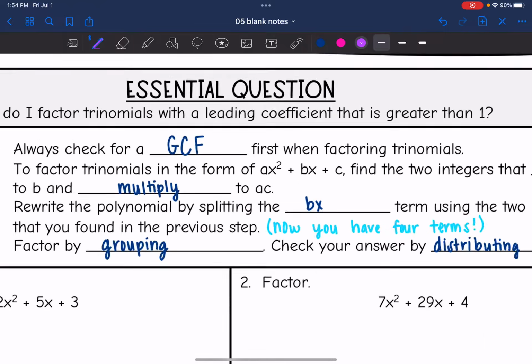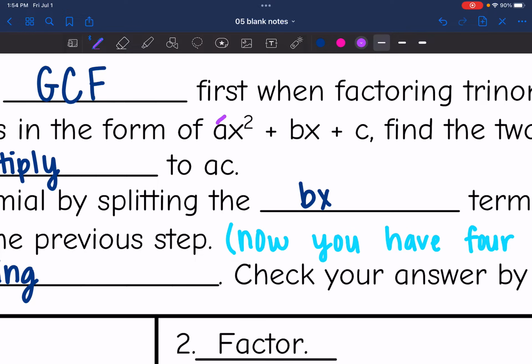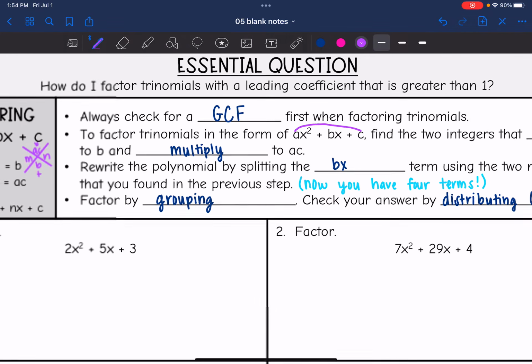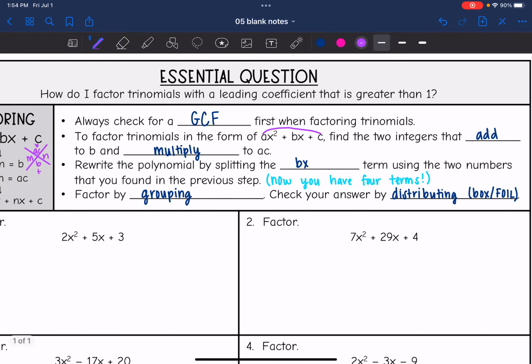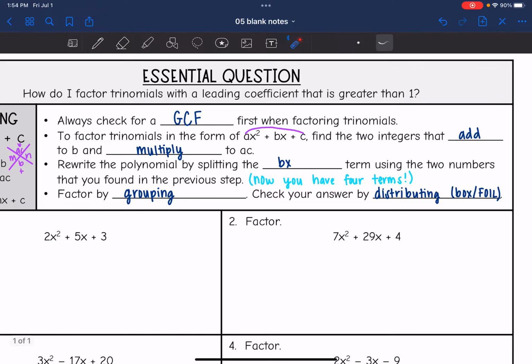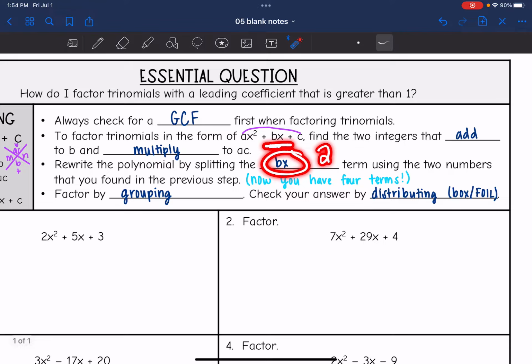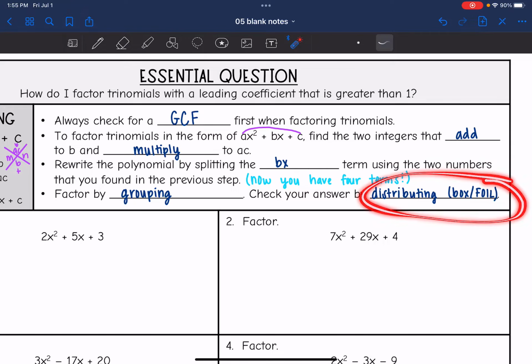So we're not just going to multiply to the c term this time, we are going to multiply to whatever a times c is. Then after we figure out those two numbers, we're going to rewrite the polynomial by splitting this bx term up into two terms that we found in the previous step. So say you found the magic numbers to be 2 and 3, you would split it up into 2x and 3x. And now that you have four terms, you can factor by grouping. And as always, we can check our answer by distributing.